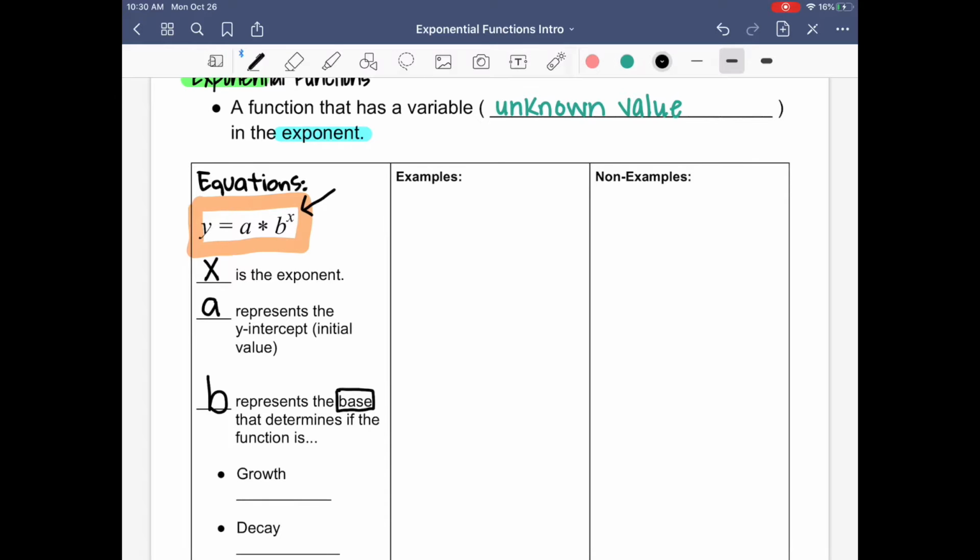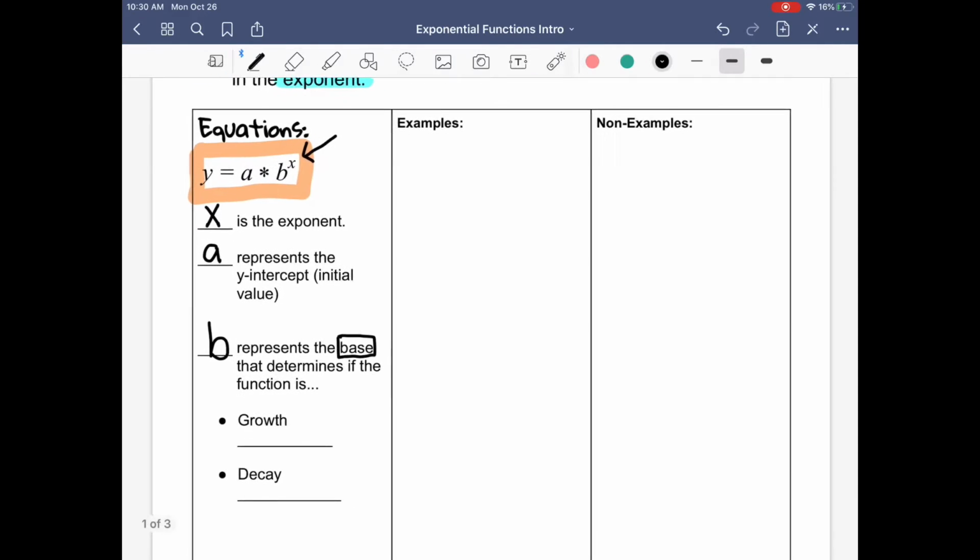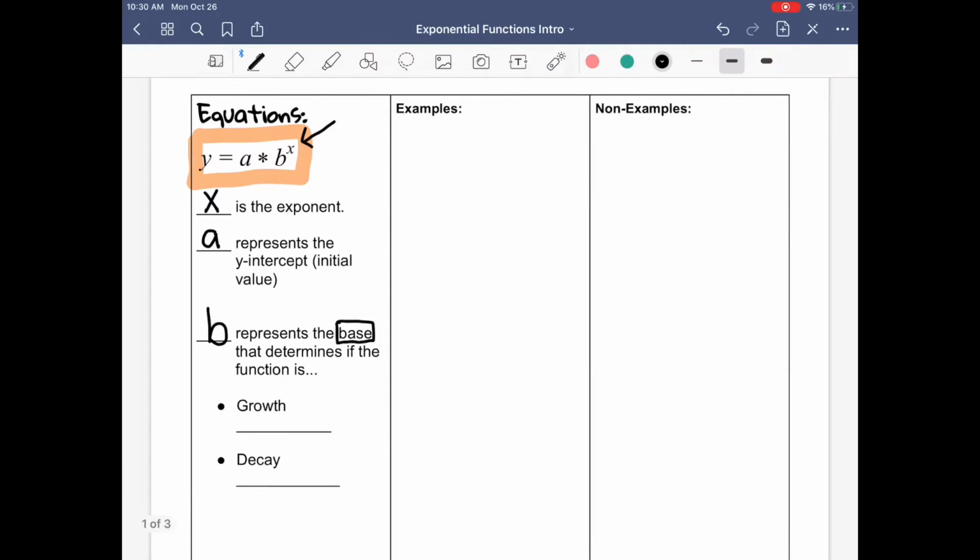So that base helps us to determine two things. Is this going to represent growth, or is it going to represent decay? Now, if it is growth, okay, so this is super important. If it's growth, then my base has to be greater than 1. So whatever number is in that base spot, if it's growth, it's greater than 1. If it's decay, then it's less than 1, but it cannot be negative, so it has to be greater than 0. So growth is when the base is greater than 1. Decay is when the base is less than 1, but still has to be greater than 0.